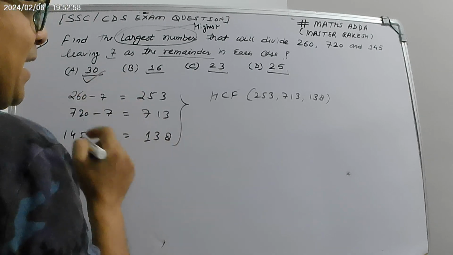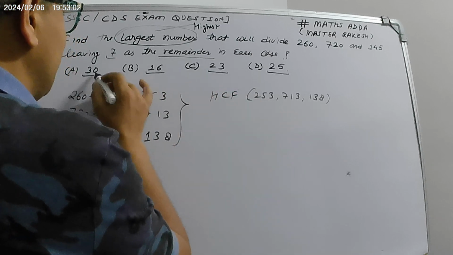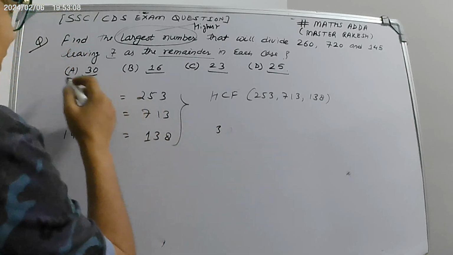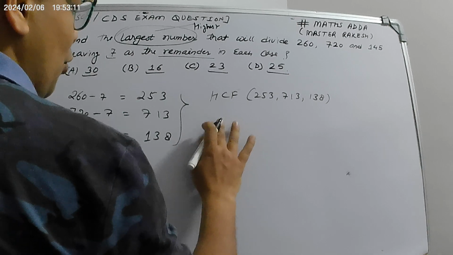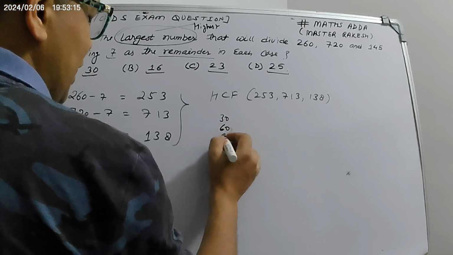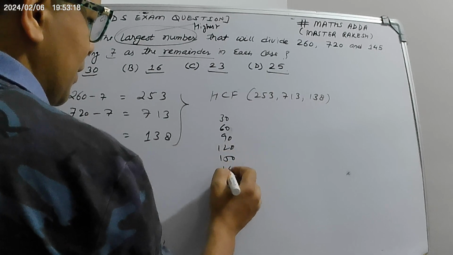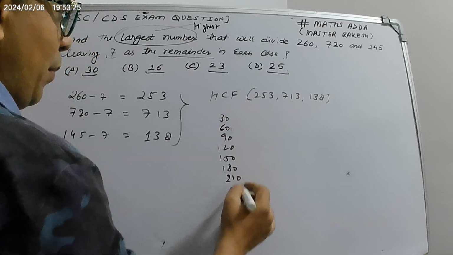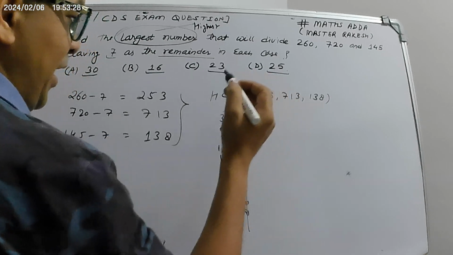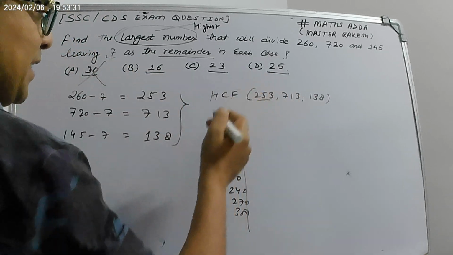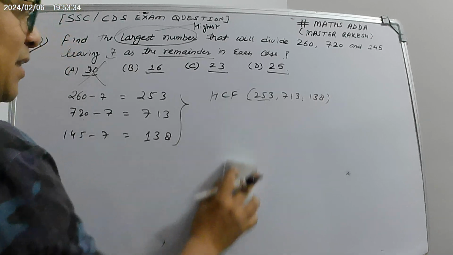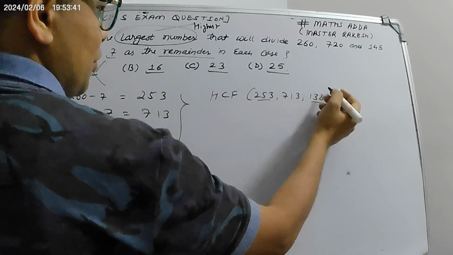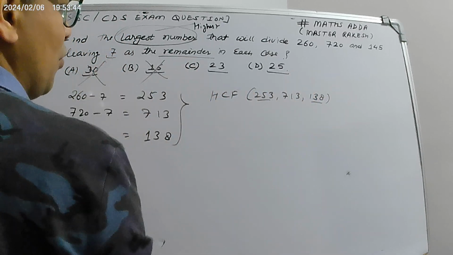30 will not divide, because 30 ends in zero, an even number. If you read out the table of 30: 30, 60, 90, this number does not divide anywhere in the table of 30. So 30 is not the option. Divide by 16: check whether any is divided by 16. 16 times 8 is 128, it does not go, so 16 is also not the number.